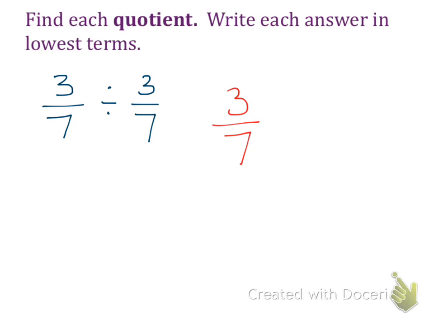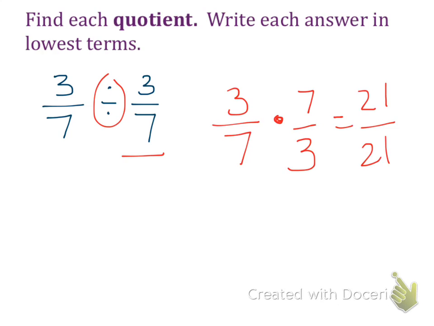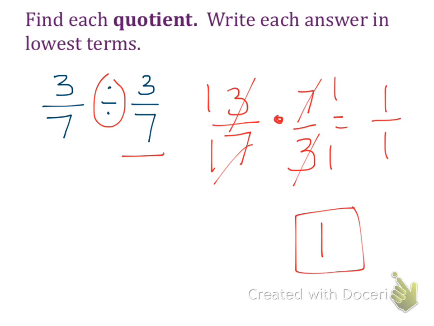So first fraction stays the same. Instead of dividing, you want to multiply. And the reciprocal of 3/7 is 7/3. You could just multiply the tops and get 21 over 21. Another thing you could do is cross simplify. Obviously 3 goes into both. Cross those out, 7 goes into both, and you get 1 over 1. Either way, you should know that your final answer should equal 1.